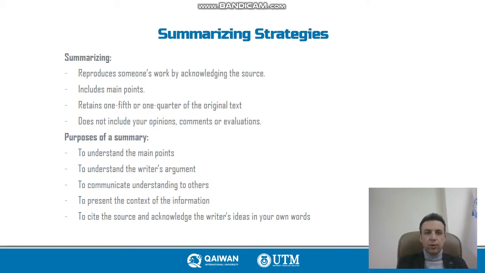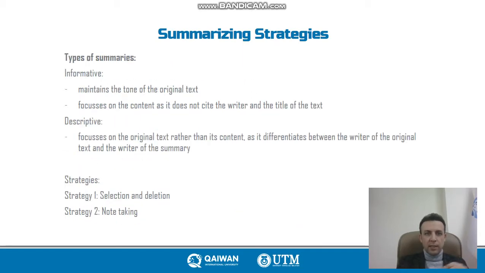The other is to understand the writer's argument, to communicate understanding to others, to present the context of the information, and finally to cite the source and acknowledge the writer's ideas in your own words. So these are many different purposes for summarizing. So there are generally 2 types of summaries. The first is informative and the second is descriptive.